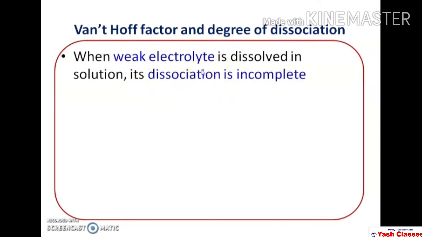As an example, suppose acetic acid is added in water. Acetic acid is a weak electrolyte. It undergoes partial dissociation and gives fewer ions, that is acetate ion and H plus ion, than expected. 100% dissociation is not there. Whereas when NaCl is added in water, being a strong electrolyte, it undergoes 100% dissociation and there is a formation of Na plus and Cl minus ions. There is 100% dissociation.